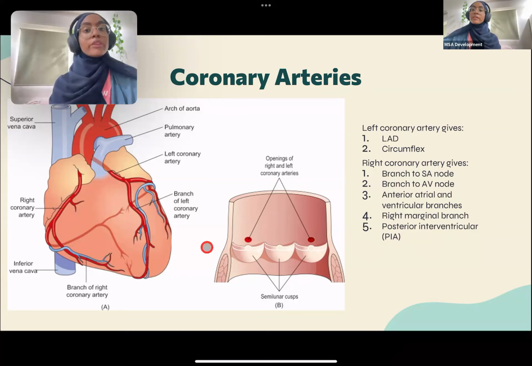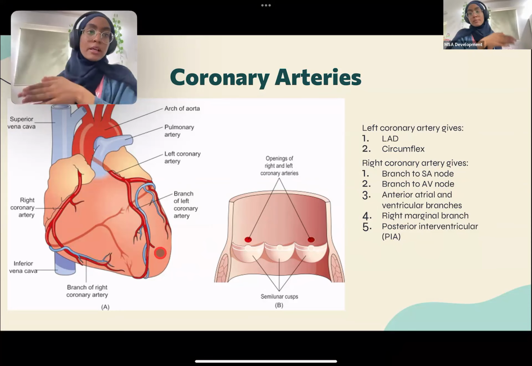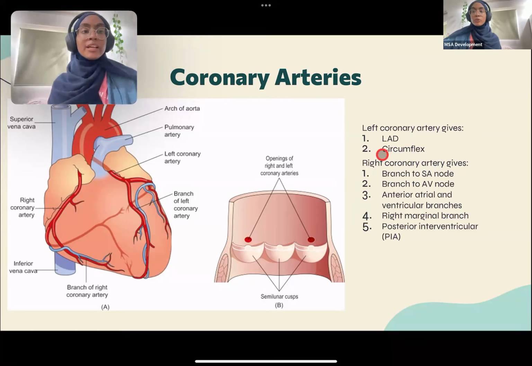Anything else? Yes. One thing, from the branches, you know what artery supplies what. So if I ask you what supplies the SA node, that's right coronary artery, right? AV node, right coronary artery. Right atrium, right coronary artery. For the interventricular septum, it's divided into two. Some of it is supplied by the right coronary artery, some of it is supplied by the left coronary artery, okay? So the right coronary artery supplies the posterior 1/3 of the interventricular septum, while the left coronary artery, or specifically the LAD, because it comes anteriorly, supplies the anterior 2/3 of the interventricular septum.